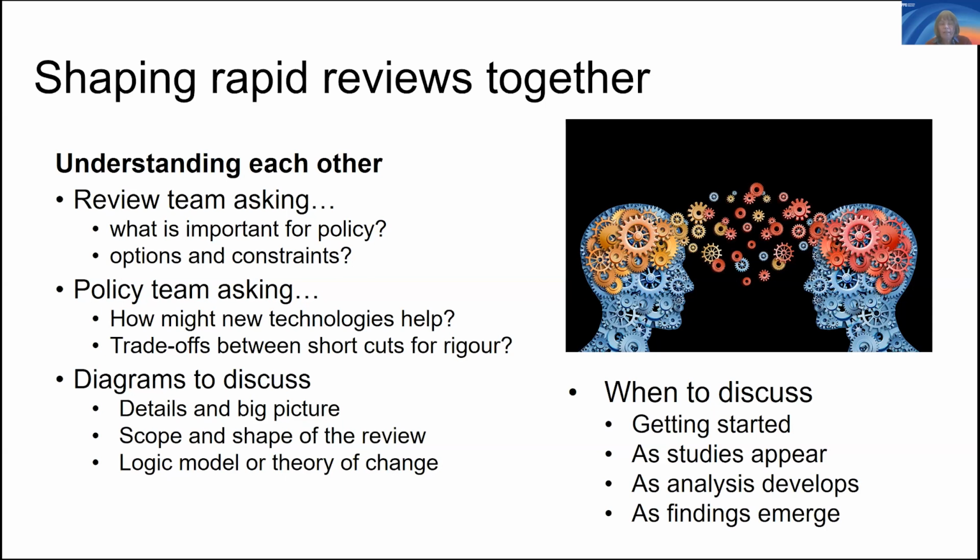And discussions like this are really helpful to get started in the first place, so that the policy team and the review team have a shared understanding of what they're embarking on. And then it's worth having another interaction as studies start to appear. And then the review team can say to the policy team, well, we found these studies. Is this the sort of thing you had in mind? Is this the sort of population that you were interested in, or the setting, or the program? And if it is, that's great. And if it isn't, why isn't it? So to get really specific, because that will help.